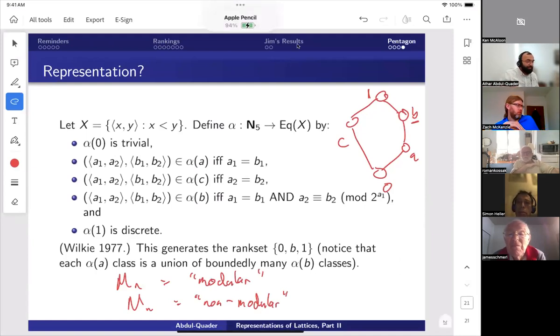Yeah. Modularity is some sort of weak form of distributivity. I can't remember the exact definition, but it's a weak form of distributivity. So every distributive lattice is modular, but it's not equivalent.